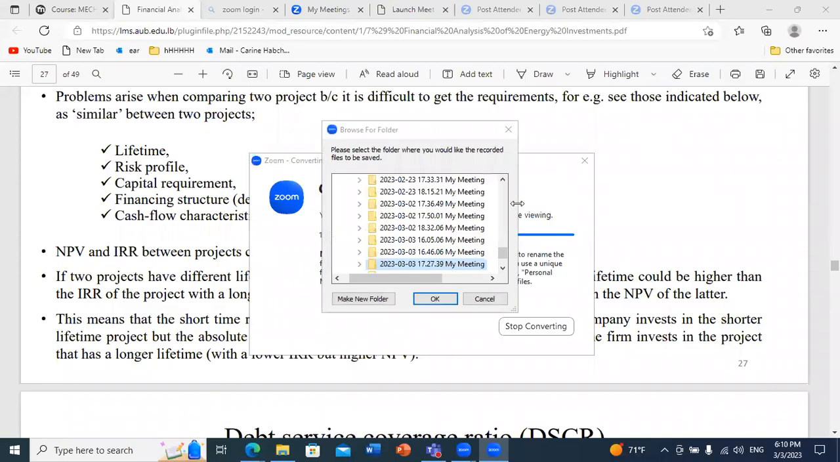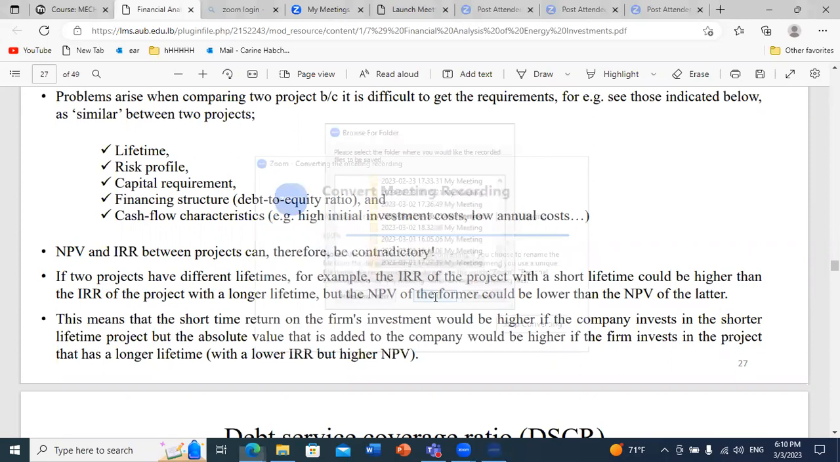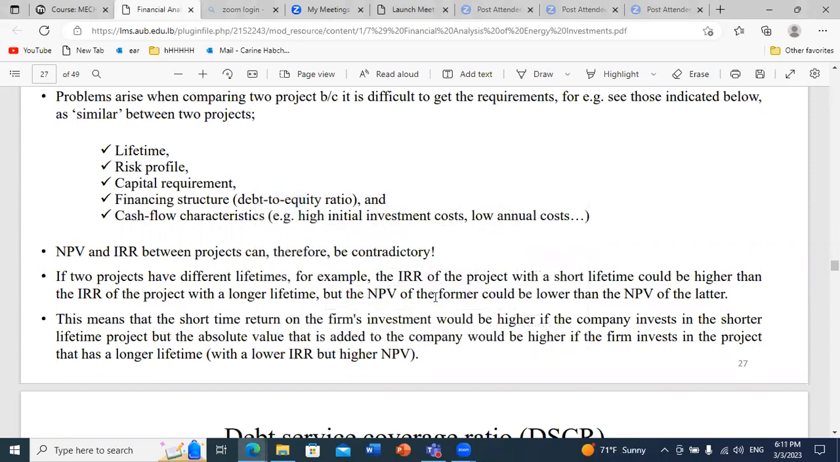So we were discussing the difference between NPV and IRR judgment, because sometimes if you don't have all of these similarities between projects, then the comparison might not be very clear. Because if you take the criteria of NPV, you can have contradictory results with IRR.